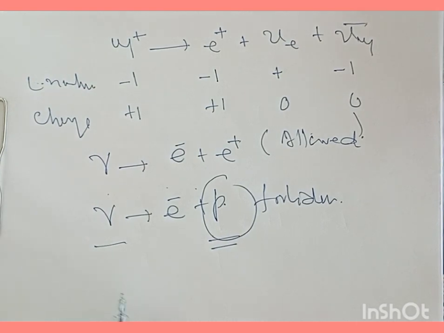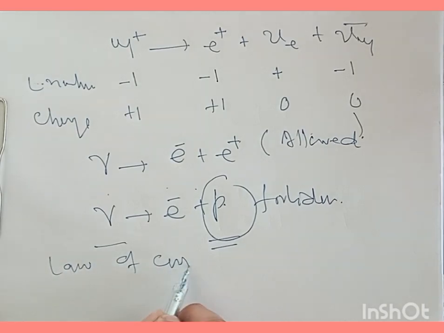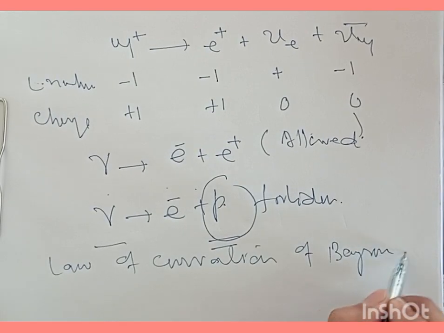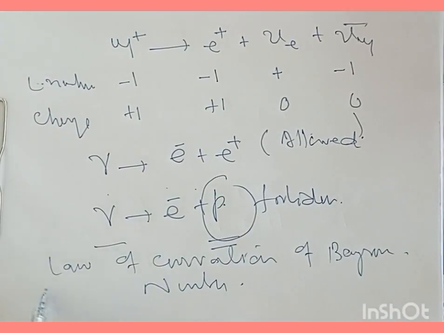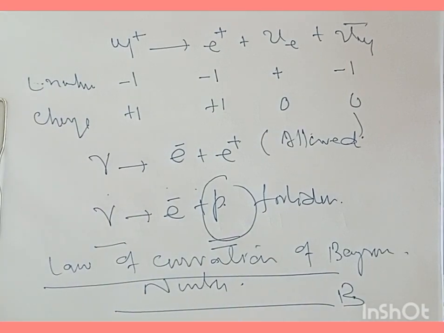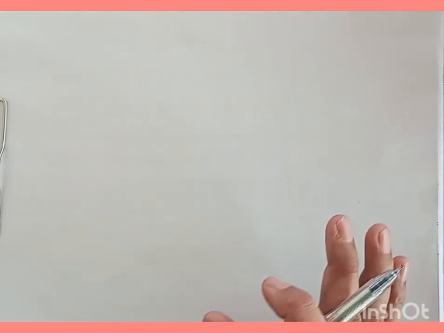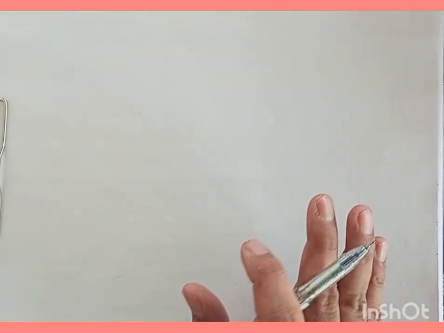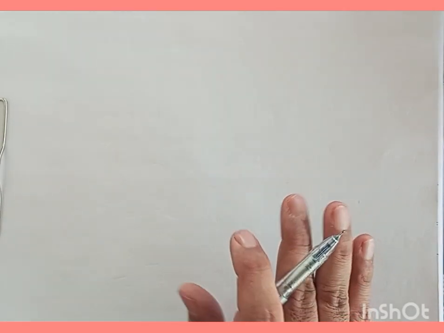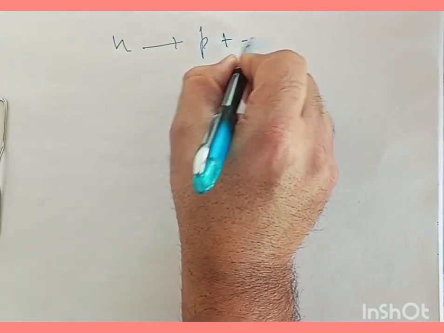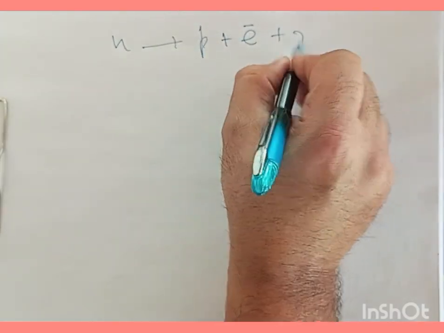Now, let's go with the law of conservation of baryon number, B. According to this law, in every reaction or decay, baryon number must be conserved. For example, if I take a neutron, it gives me a proton, an electron, and an antineutrino.